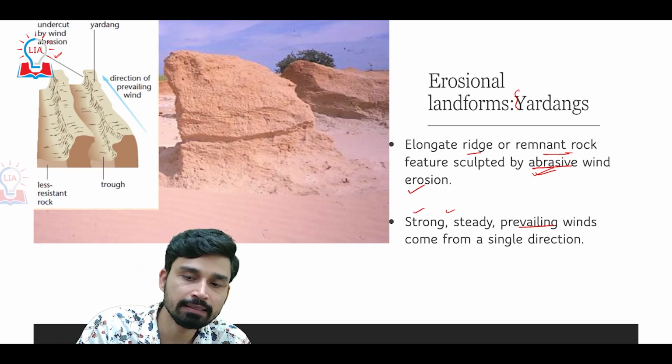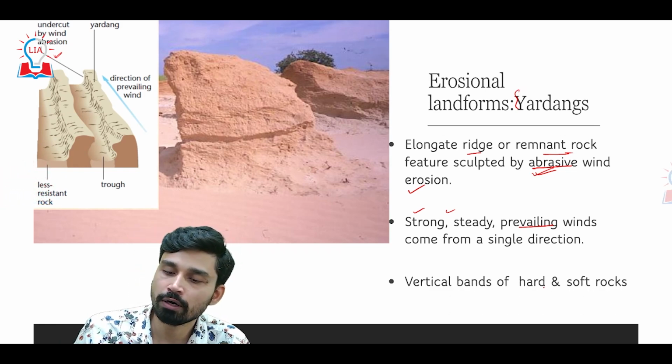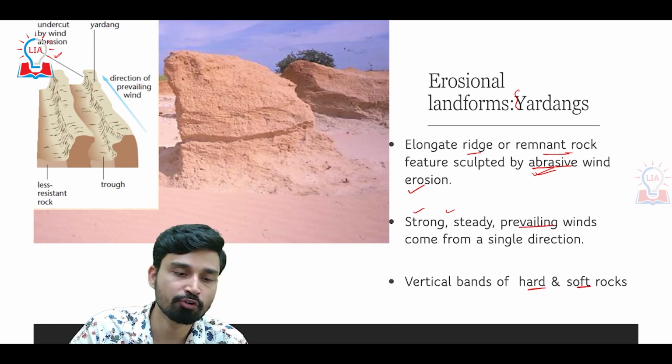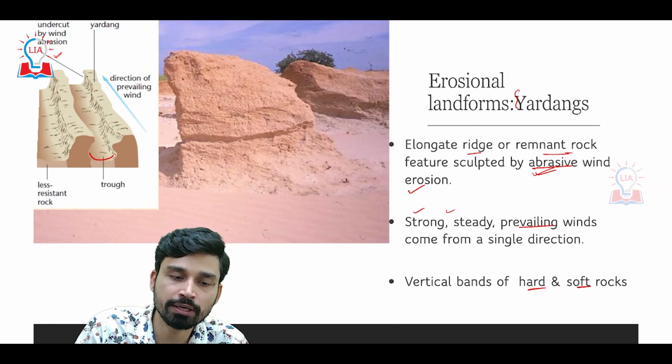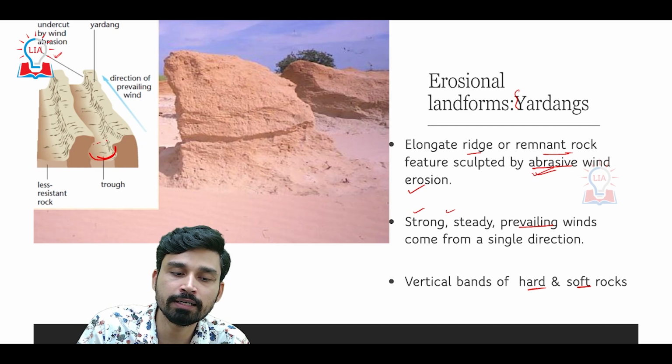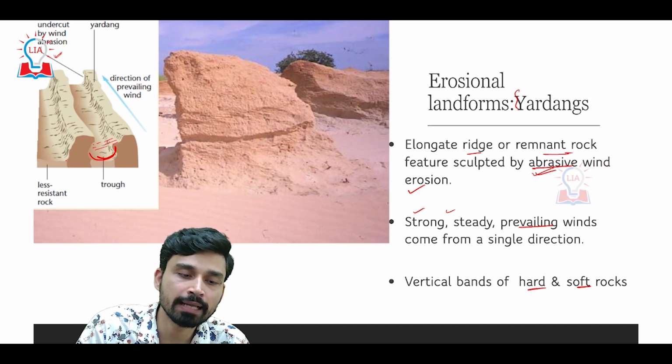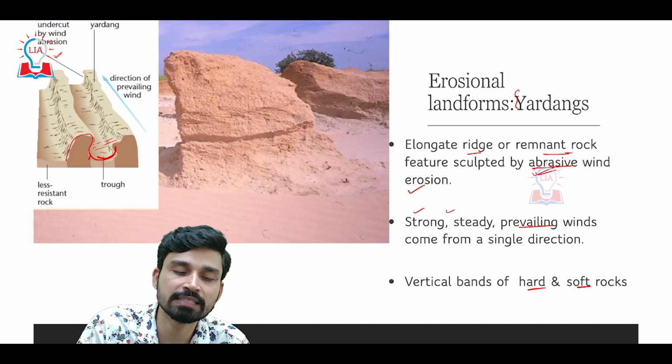As we can see in the yardangs, you have vertical bands of hard and soft rock. That means here, where erosion is more extensive, you can understand there must earlier have been some kind of softer rock, and this is the place where erosion is less extensive. That means this is the hard rock. Again, this is the hard rock.